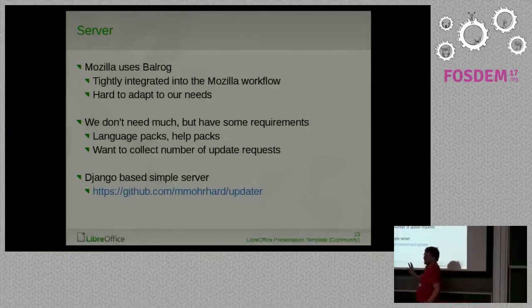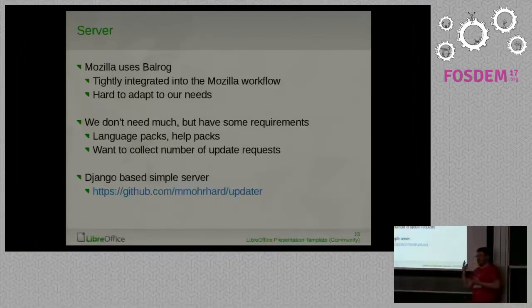We have some unique problems that are not present for Mozilla. We have language packs, we have help packs. And as I mentioned earlier, we want to collect user information. We want to know how many users we actually have. It's not really user information, just how many people are checking for updates, so that we have an estimation of how many users are currently using which version, and integrate that back into the crash reporter.